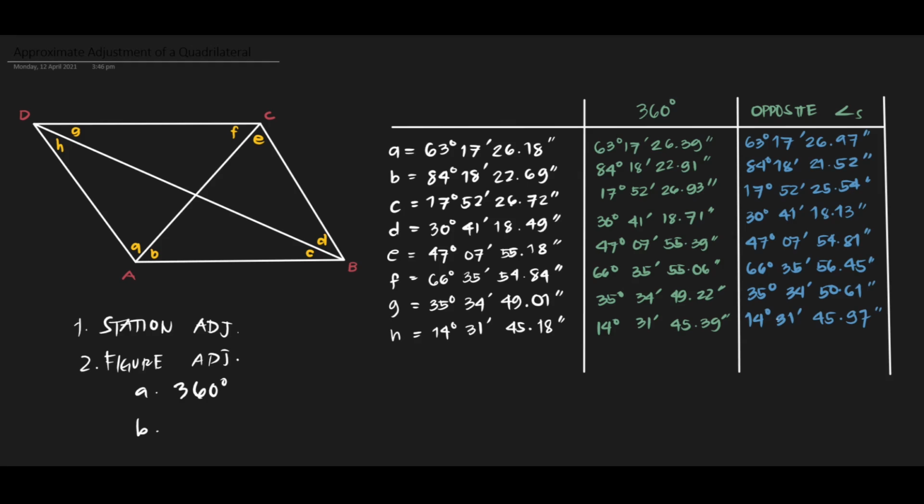And then the second one involves opposite angles. So in our example, that means H plus A must equal E plus D. Okay? And at the same time, G plus F must equal B plus C. Okay? So you'll see that later. So let's just write here opposite angles.